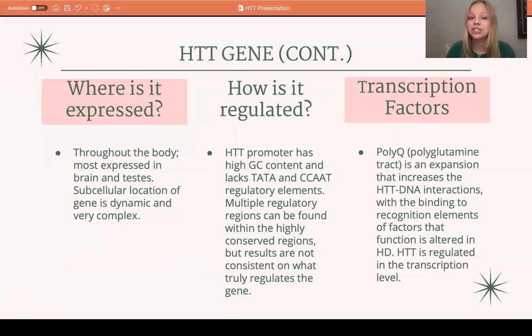Multiple regulatory regions can be found within the highly conserved regions, but results are not consistent on what truly regulates the gene. For some transcription factors, the polyQ or polyglutamine tract is an expansion that increases the HTT and DNA interactions, with binding to recognition elements of factors that function altered in HD. HTT is regulated at the transcription level.